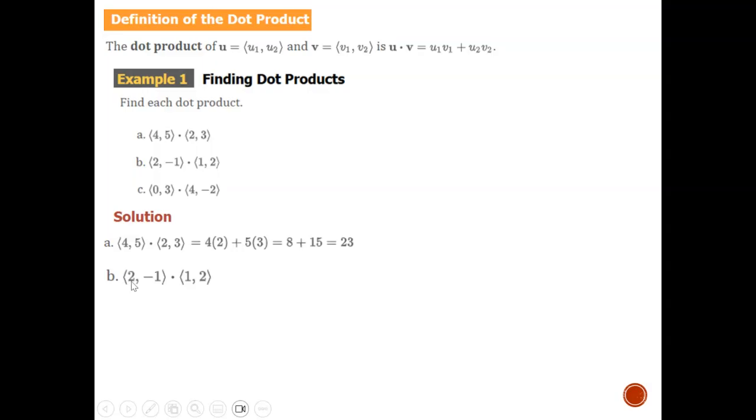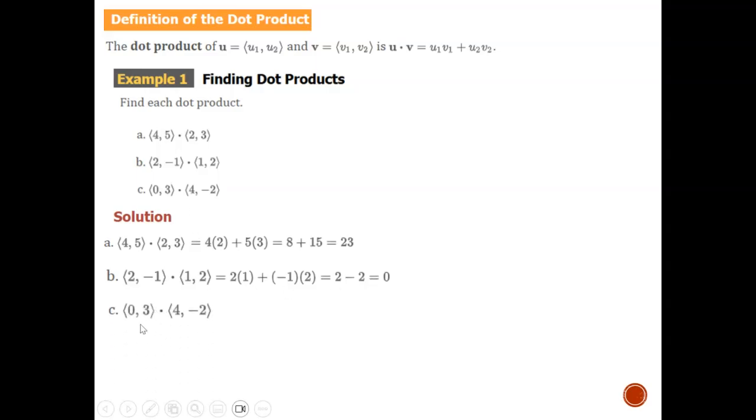Again, this is part b now, which is going to be 2 times 1 plus negative 1 times 2. So this will give us 2 minus 2, which will give us 0. This is important when the dot product is equal to 0, because when you get to Cal 3, you'll be doing perpendicular vectors or orthogonal vectors. You have to state if the vectors are orthogonal, and they're orthogonal if the dot product is equal to 0. So that's something to just be aware of.